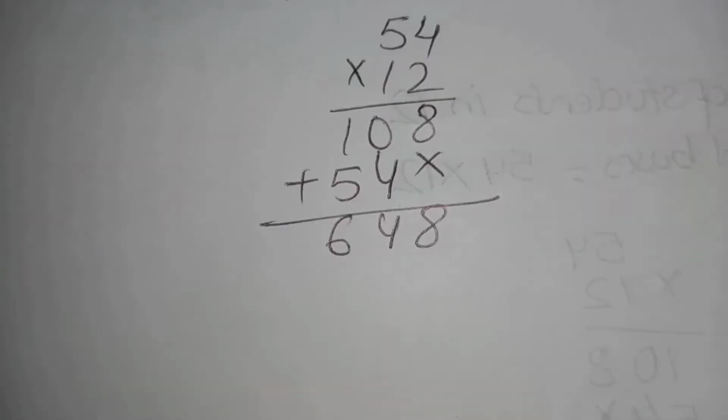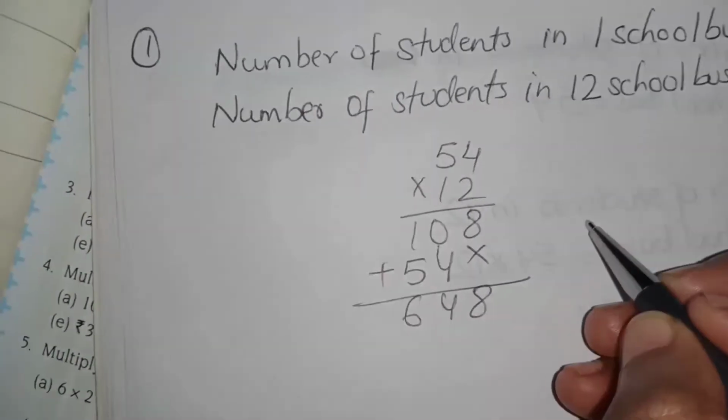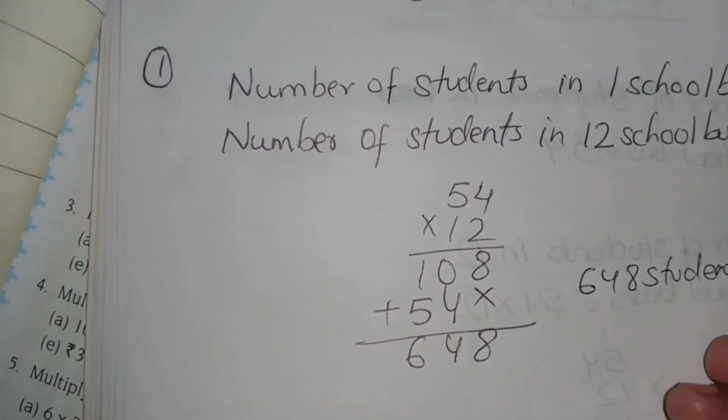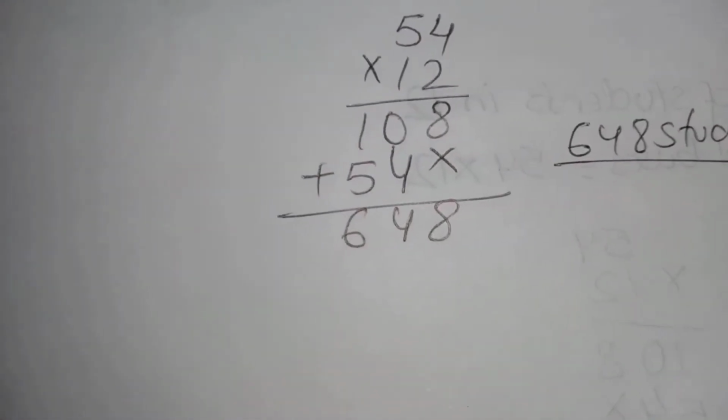Okay, so how many students? So you can write at the side 648 students. Okay, so this is the answer. Okay, now let's move to question number 2. Now what is question number 2?